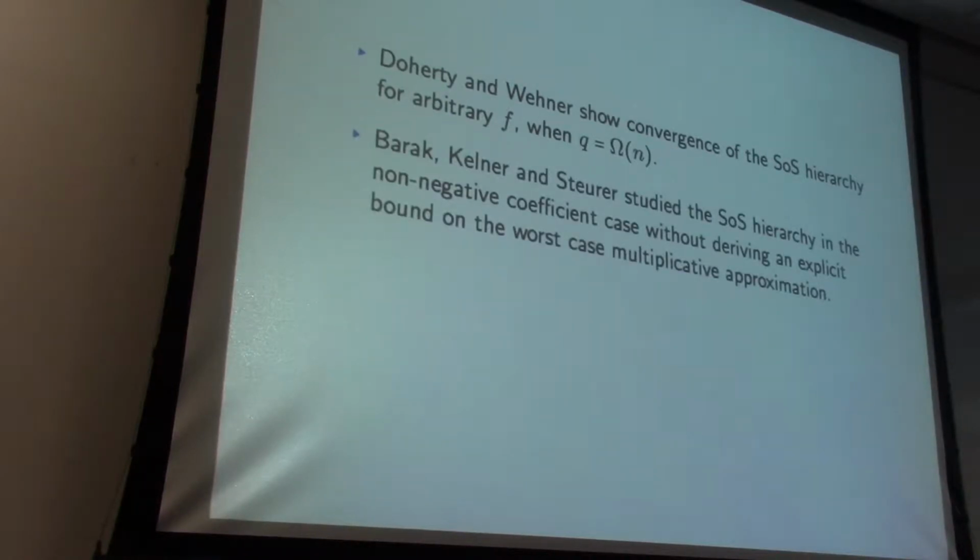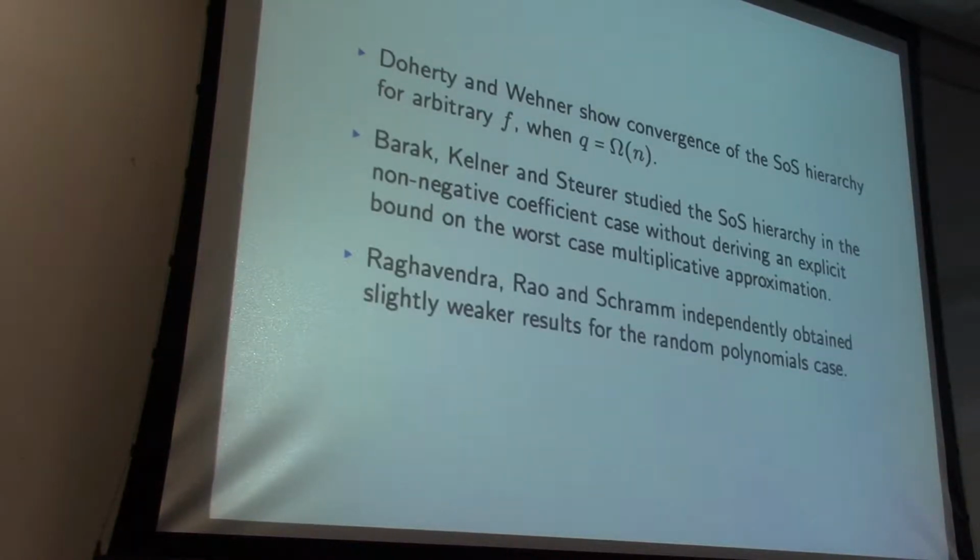Now the case for non-negative coefficient polynomials was also considered by Barak, Kellner, and Steurer in, I believe, 2014. And they give a bound that is hard to compare with the multiplicative approximation. So in some sense, our results are incomparable. Assuming a reasonable conjecture, though, I believe in the worst case, we improve on their bounds. Lastly, the random result was also independently obtained by Raghavendra, Rao, and Schramm. They proved a slightly weaker version of this.